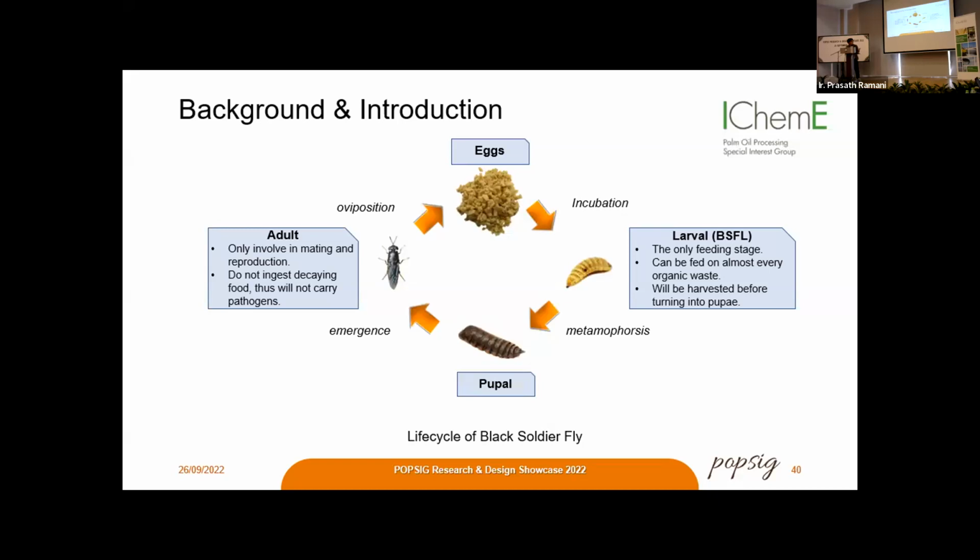The adult BSF look very similar to the housefly that we see every day. The adults are only involved in mating and reproduction, but not ingestion of food. So unlike housefly, they will not carry any pathogens from the decaying food. So this is also one of the major advantages of BSF as compared to other insect species.